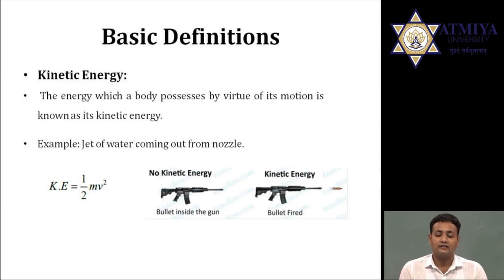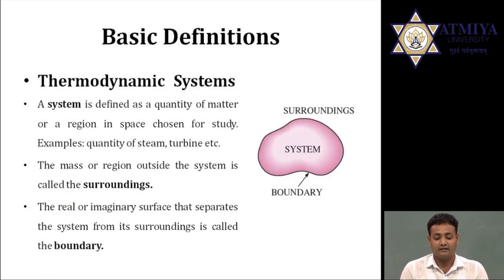Now, kinetic energy. It is the energy possessed by a body due to its motion. Examples of that are a jet of water coming out from a nozzle, or a bullet fired from a gun. Kinetic energy KE is equal to 1/2 mv square.